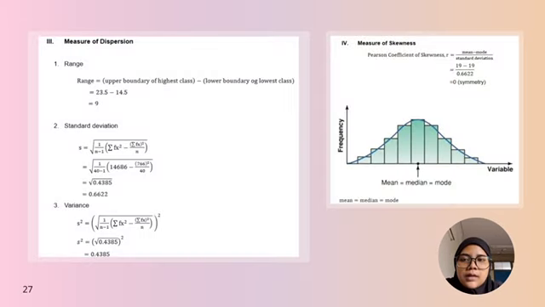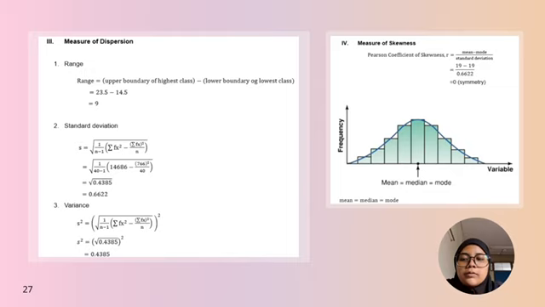Okay, so this is how we calculate measure of dispersion and measure of skewness. So first, we look at the range. The formula for range is the upper boundary of the higher class minus the lower boundary of the lower class. From the data, the upper boundary of the higher class equals 3.5 and the lower boundary of the lower class equals 4.5. So the final answer for range is 9.